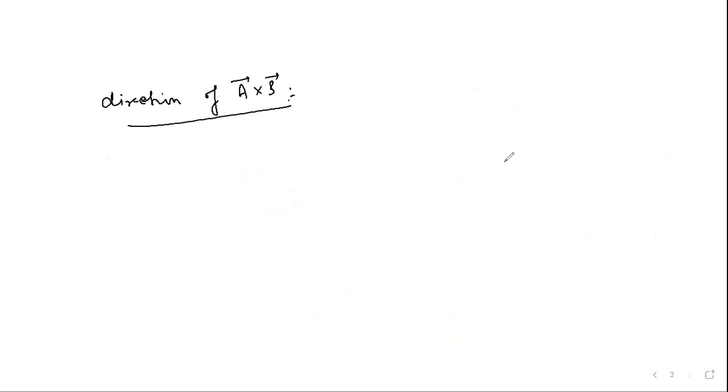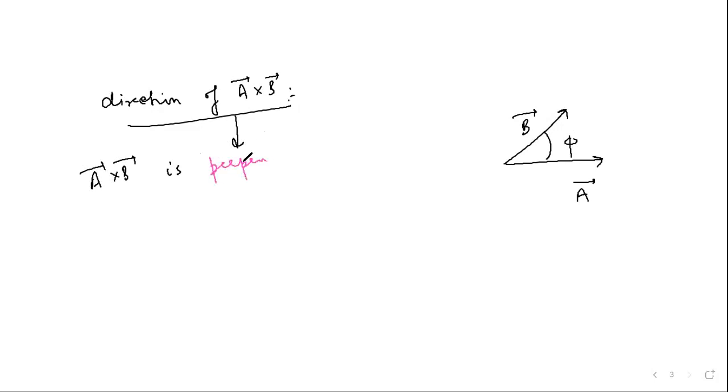What is its direction? If this is my A, this is my B, and this is angle phi, the direction of A cross B is, by definition, A cross B is perpendicular to both A and B. Perpendicular to both A and B.